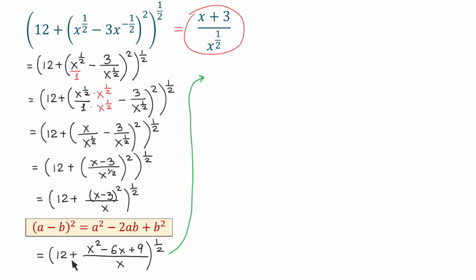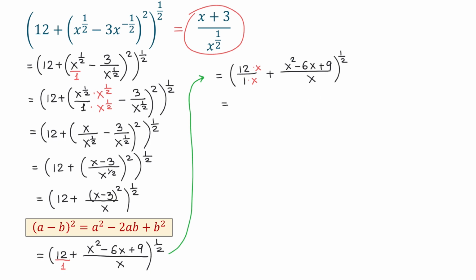Now, in this sum, if we write 12 as a fraction, 12 over 1, then we can say that the least common denominator of these two fractions is x. So we will take 12 and multiply both the numerator and the denominator by x. Then we will continue with plus x squared minus 6x plus 9 over x all to the 1/2. And now, once we have the same denominator, we can write these two fractions as a single fraction.